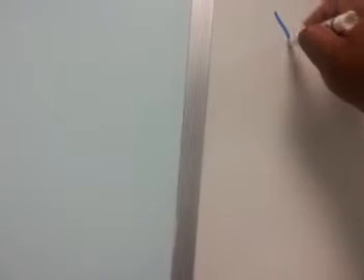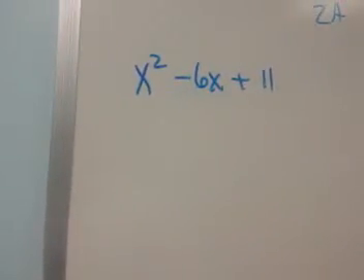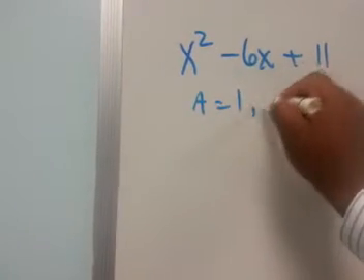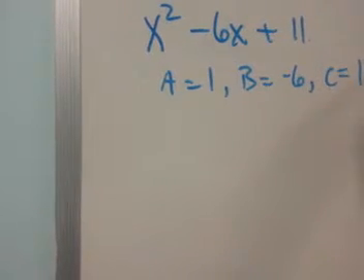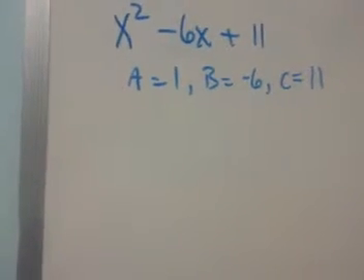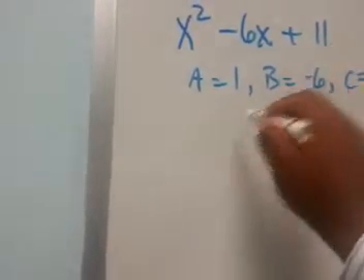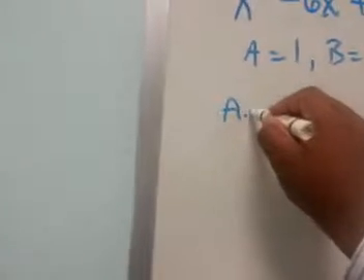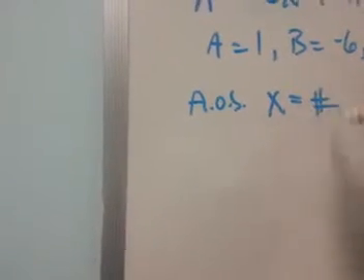I'm going to rewrite the first one, x squared minus 6x plus 11. Now what I tend to do is write a equals 1, b equals negative 6, c equals 11. Helps me. So now if I'm trying to find the axis of symmetry, it's always expressed like x equals some number.